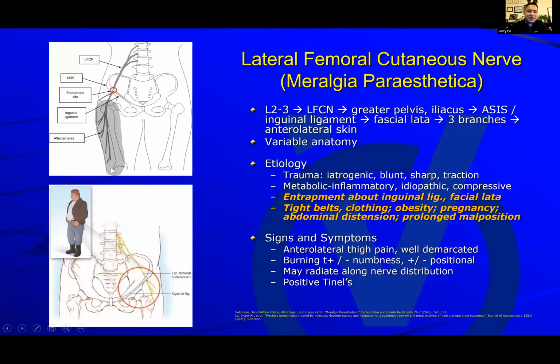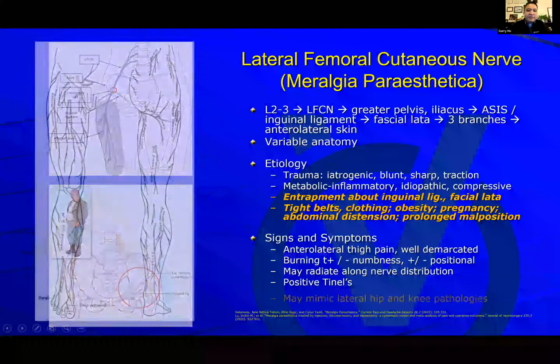Often this occurs in the context of weight gain or tight garments, tight belts, equipment. I see it in police officers who wear their duty belt a little too tight. Again, rapid weight gain. Also prolonged malpositioning. So not uncommon for new moms to have gotten this, having spent a lot of time in labor in a lithotomy type of position. So those are common contexts in which we'll see it.